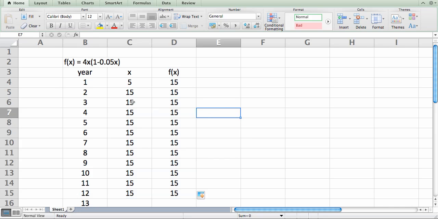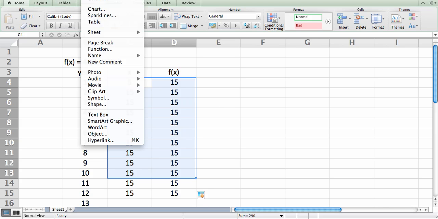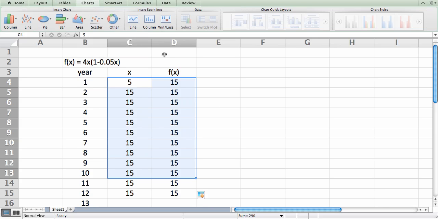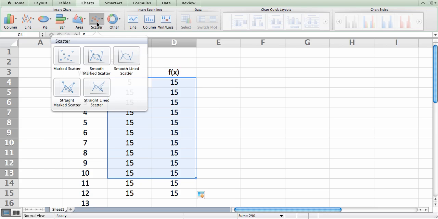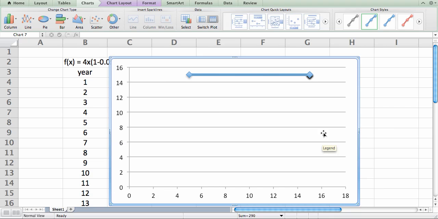Now there are two graphs I can make of this. I can make a reproductive curve where I graph x versus f of x. To do that, I highlight x and f of x, maybe up to 10 years, and I go to Insert and insert a chart. We're going to insert a scatter plot. And that's kind of showing you what's happening. You might want to put a line on this scatter plot, but that's basically what's happened. Not a very exciting chart here.